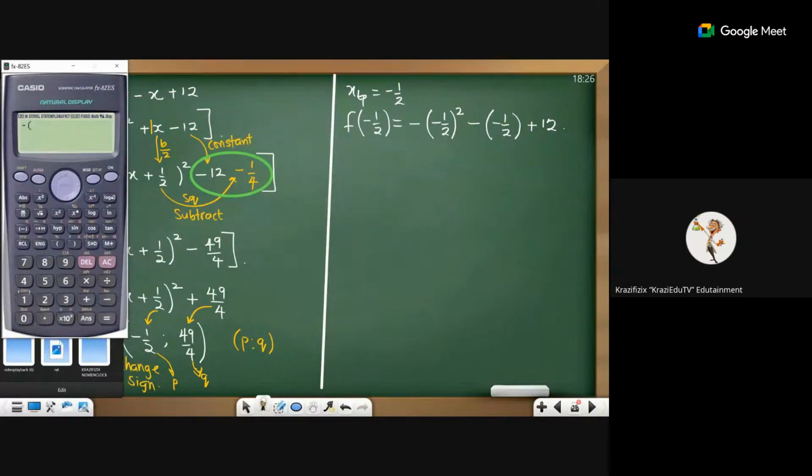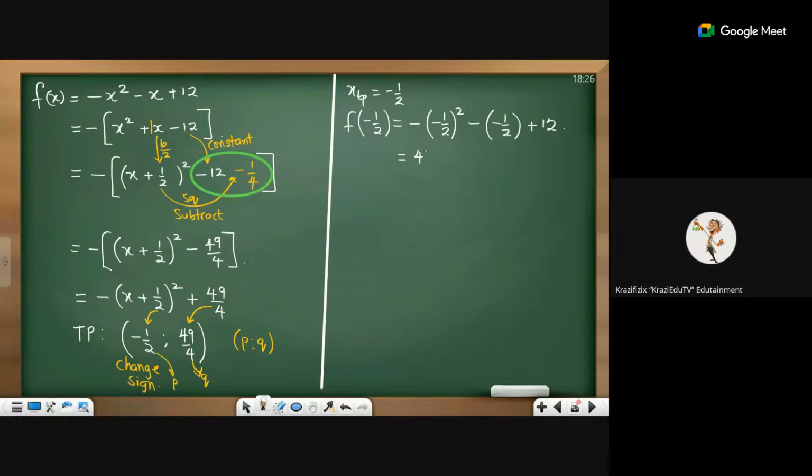Let's throw that in a calculator, then I'll explain something on the parabola right now. Negative, open bracket, negative 1 over 2, all squared, minus, please be careful here, don't rush and forget all the negatives. All right, plus 12. We must have 49 over 4. Check that. 49 over 4.